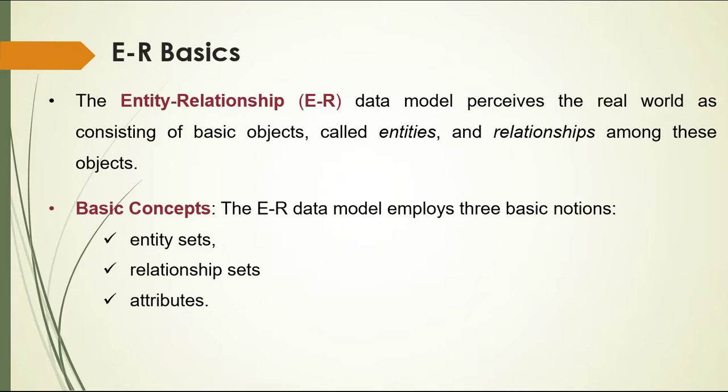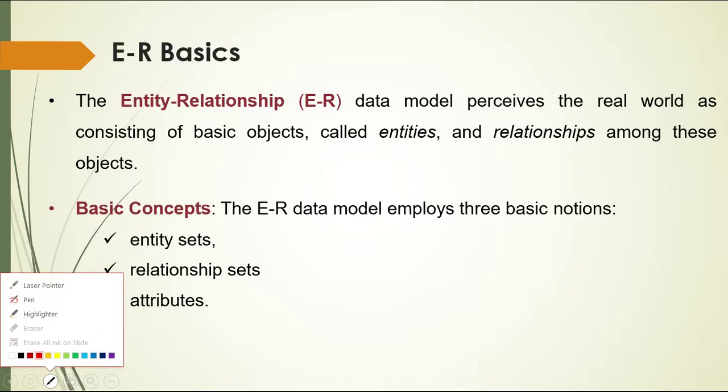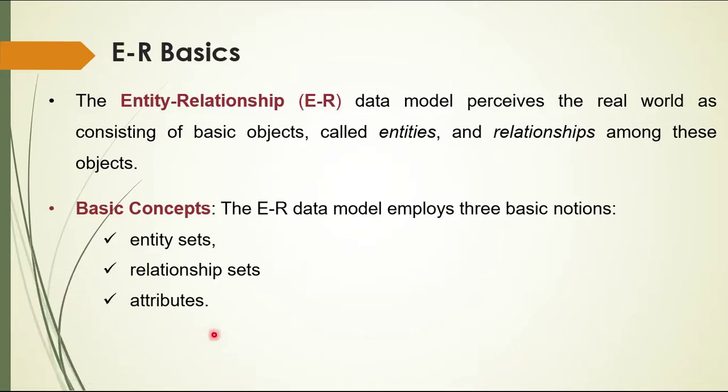The entity relationship model is a data model that perceives the real world as consisting of basic objects called entities and relationships among these objects. The ER data model employs three basic notations: first is entity set, second is relationship set, and third is attributes.